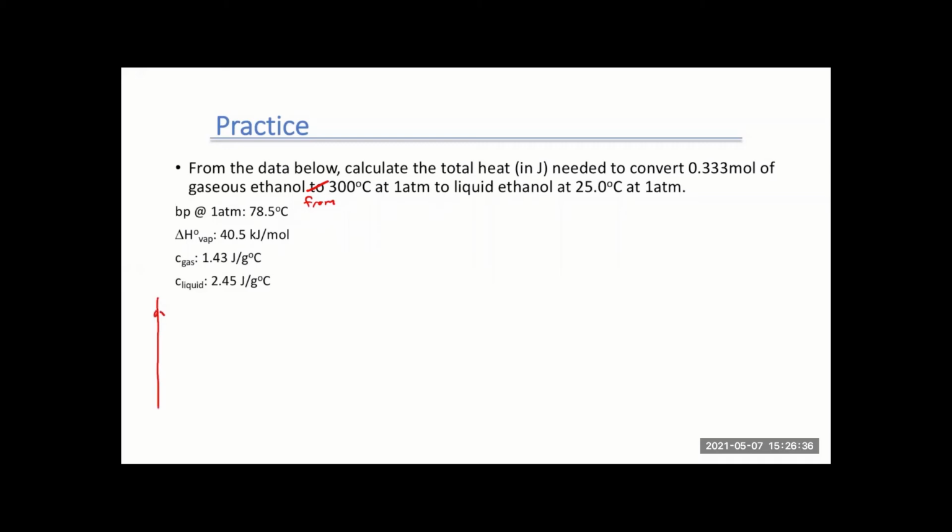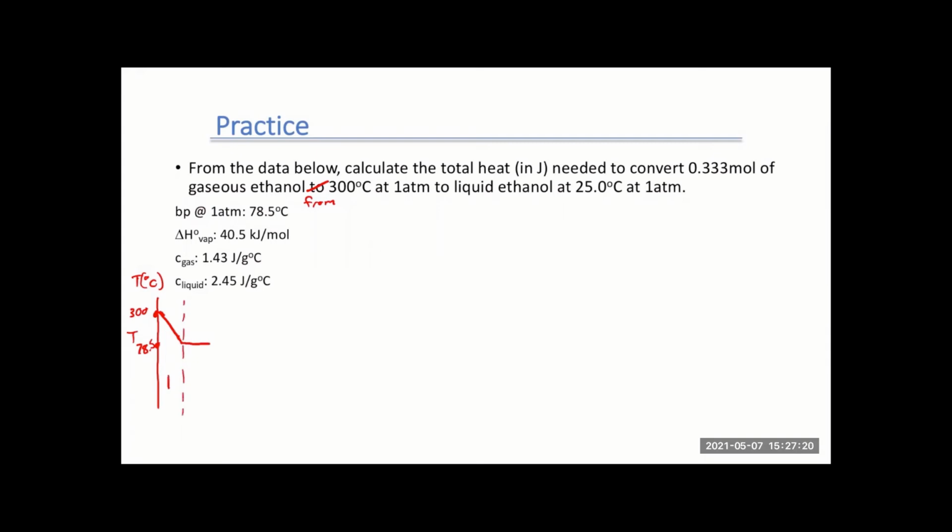So if our temperature here starts at 300 degrees, we're going to start cooling down till we get to 78.5 degrees, because that 78.5 is the boiling point. So that's at the boiling point when we're going to go between gas to liquid. So then now we've gone through stage 1.